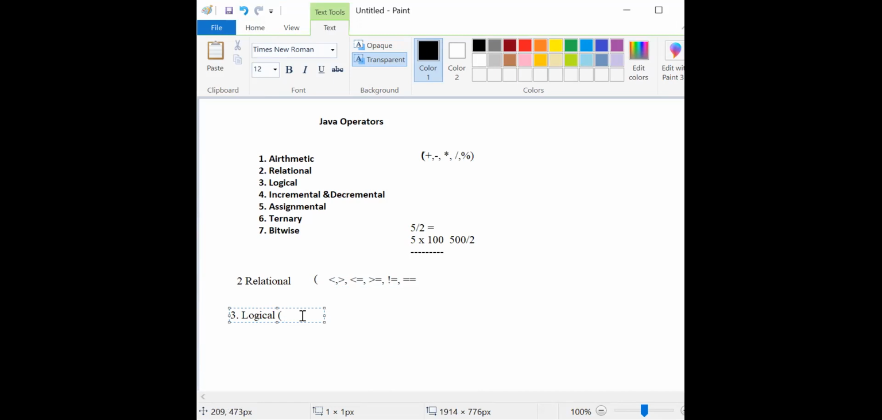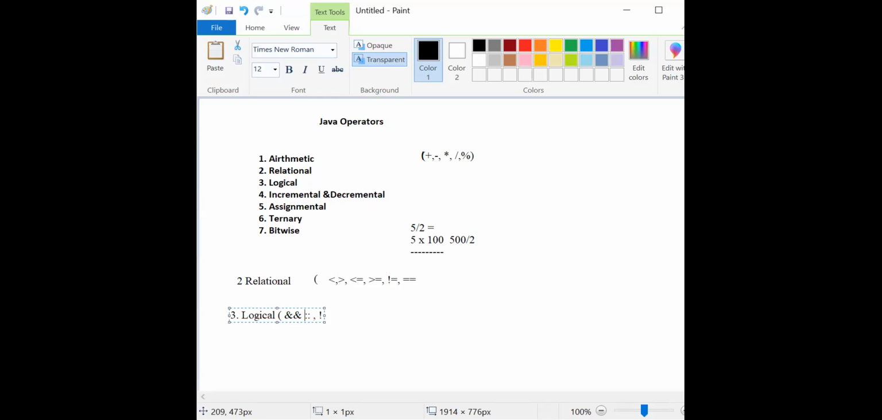Logical operator, in the sense, this is the and symbol. Whenever you mention the double and symbol, that is the logical and. Another one, first we have to mention this symbol. This is the logical or. And whenever you mention this exclamation mark, it is a logical not.